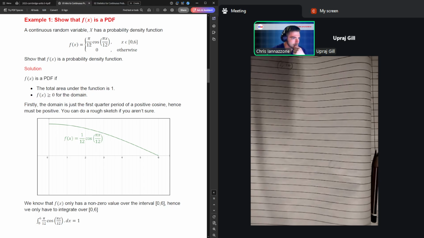If you're doing this tech free, you're going to want to have a rough sketch of what you're looking at, just to make sure that f of x.